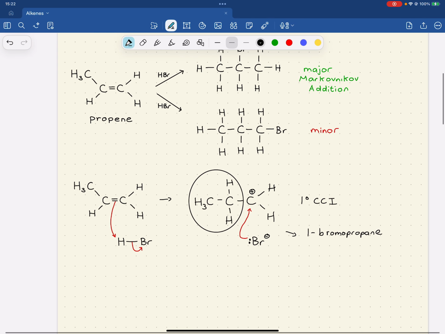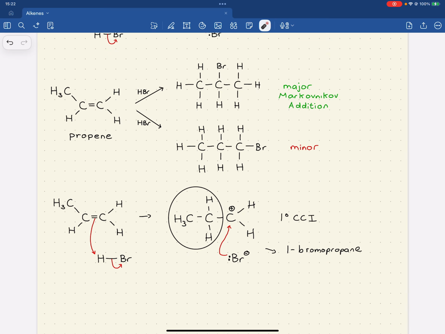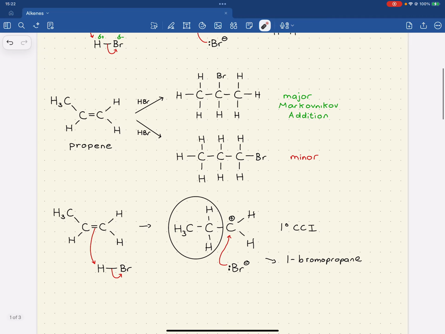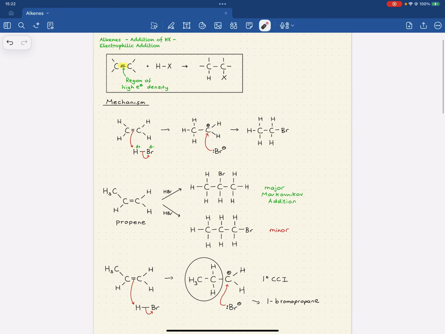So when we're looking at an unsymmetrical alkene, we've got 2 potential products formed. The major product, which we call Markovnikov addition, and the minor product. This is the major product because it is formed via a more stable carbocation intermediate. This is the minor product because it's formed via a less stable carbocation intermediate. And that there is electrophilic addition, the addition of HX to an alkene.